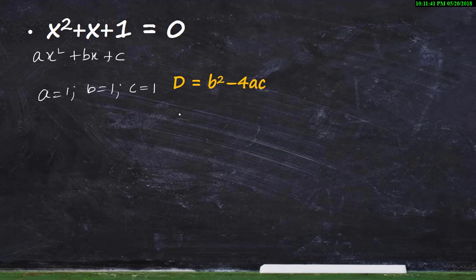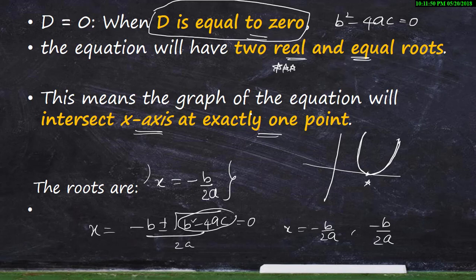We'll just find the discriminant, D is equal to b squared minus 4ac. That means 1 squared minus 4 into 1 into 1. I don't think it will become 0, right?